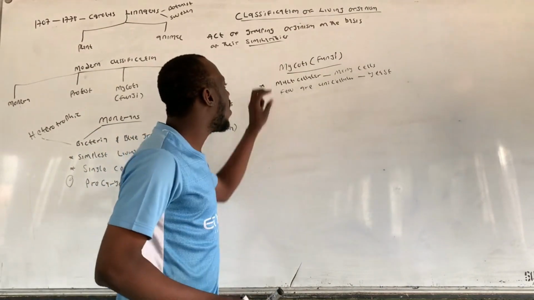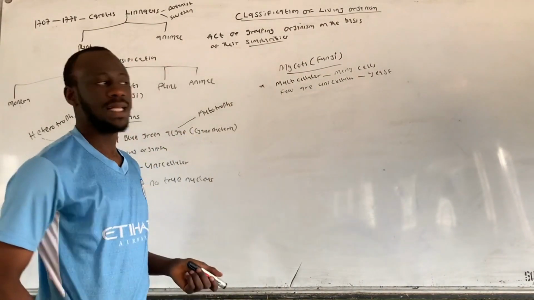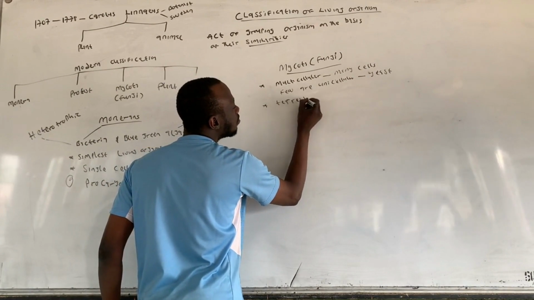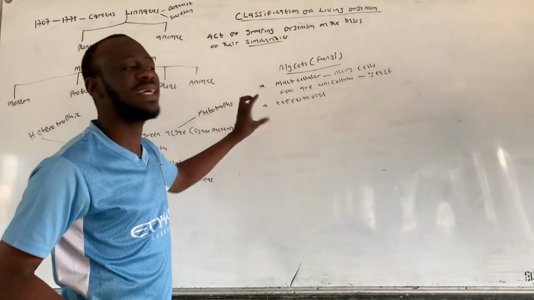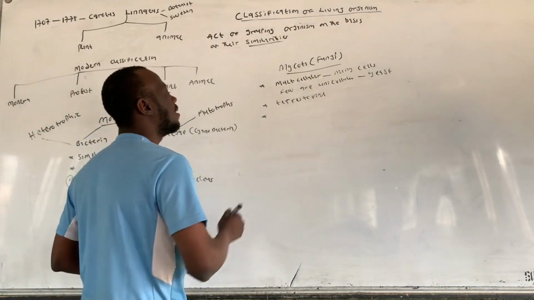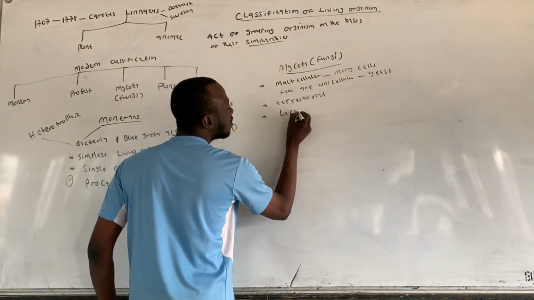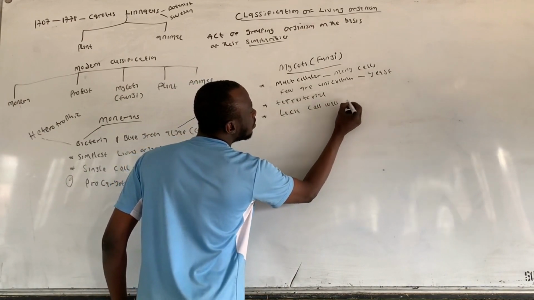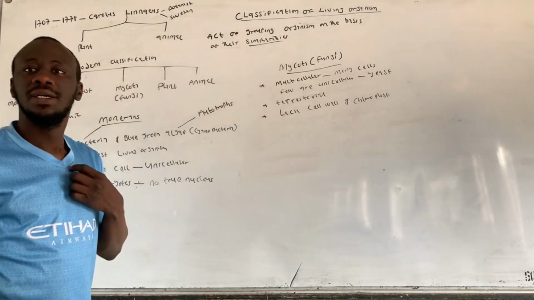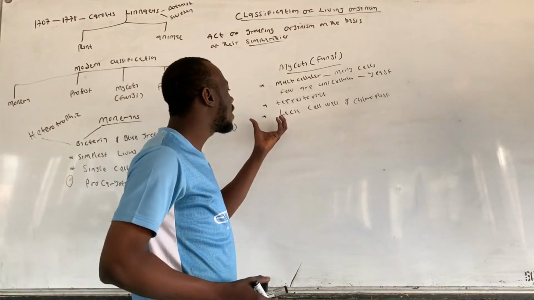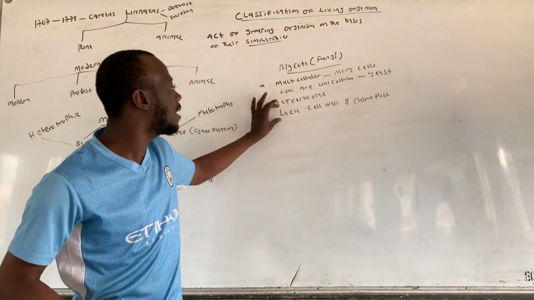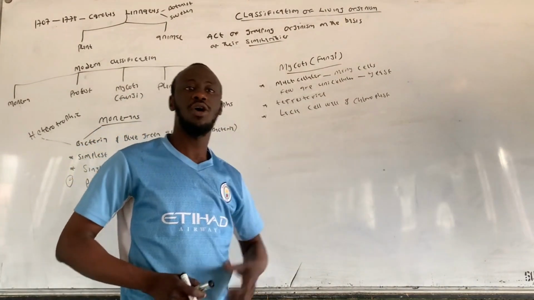Most of these organisms are terrestrial organisms. They are primarily terrestrial in nature. They also lack chloroplast, which contains chlorophyll. Meaning, these organisms are incapable of manufacturing their own food, because they lack chloroplast, the main feature that gives plants the ability to manufacture their own food.